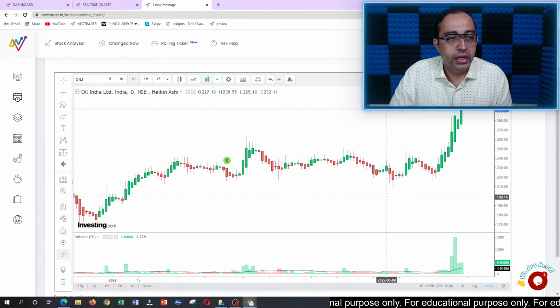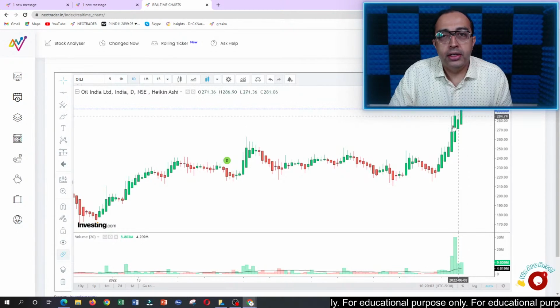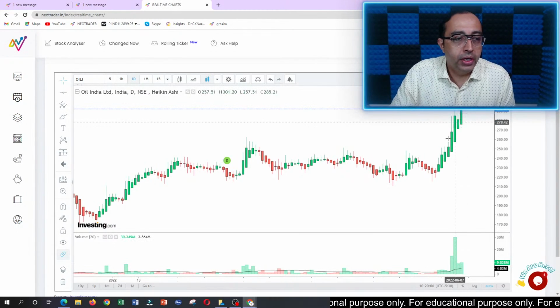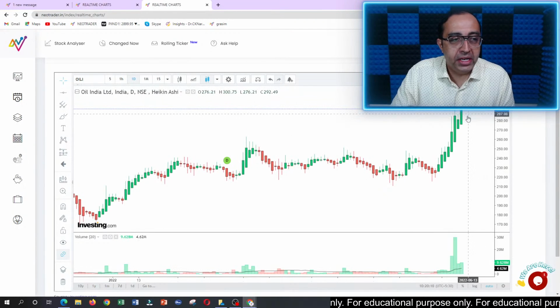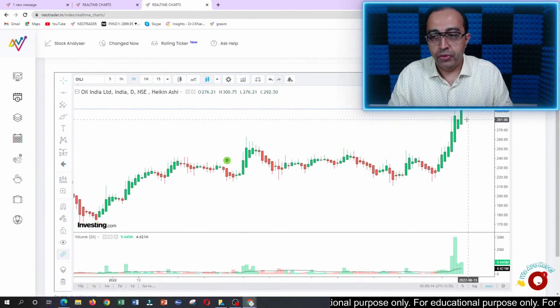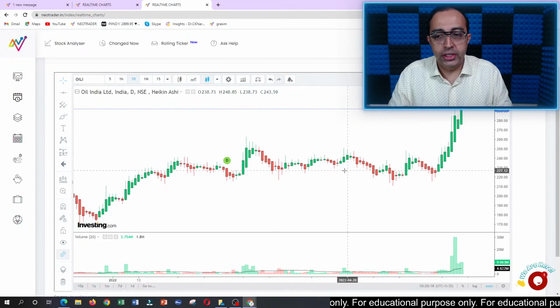You can see here that a very strong move, and until there are no signs of a small body, you can look to participate in this stock. Of course, now if you're going to participate, your risk to reward ratio will be quite different. So keep on observing, keep on watching this space.